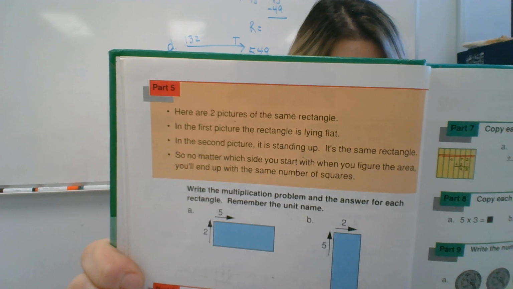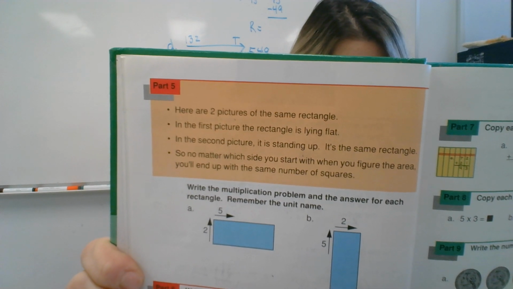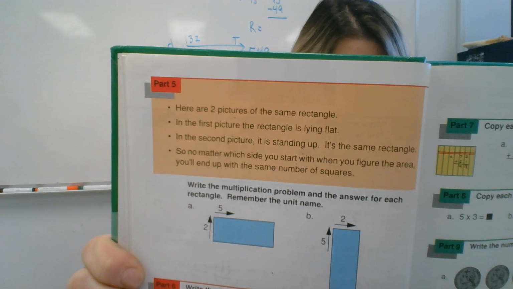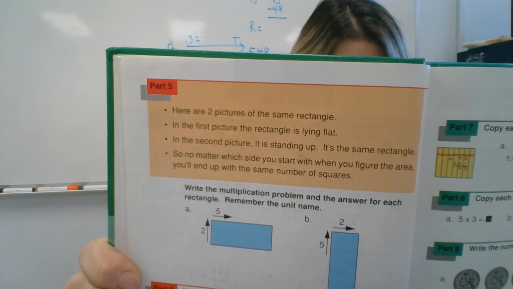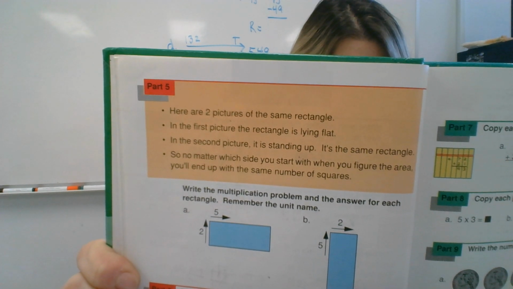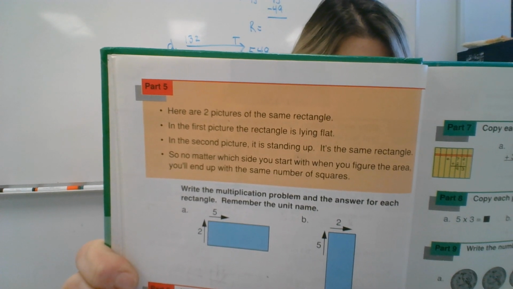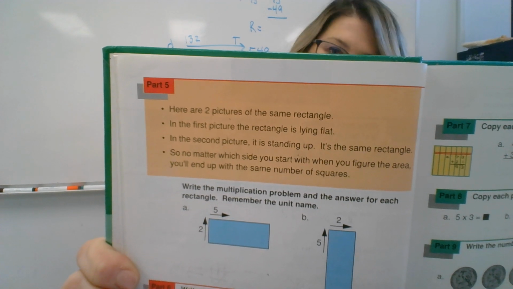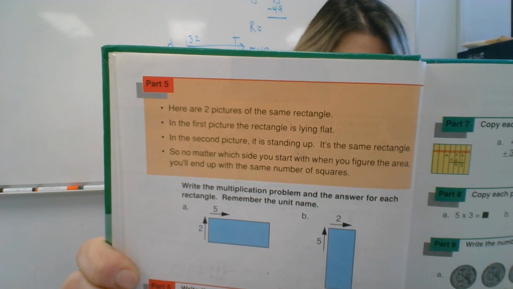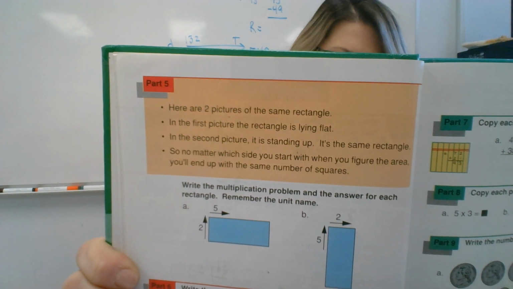I'll read what it says in the box. Here are 2 pictures of the same rectangle. In the first picture, the rectangle is lying flat. In the second picture, it's standing up. It's the same rectangle, so no matter which side you start with, when you figure out the area, you'll end up with the same number of squares. I'll read the instructions. Write the multiplication problem and answer for each rectangle. Remember the unit name.